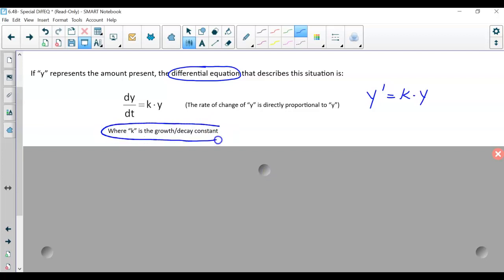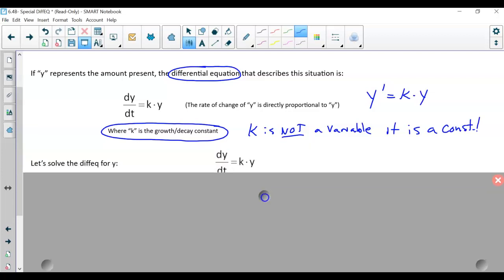Okay, this is a big topic right here. k is not a variable. It's not a variable. It is a constant. And we are going to find that constant through these special differential equation problems, okay?